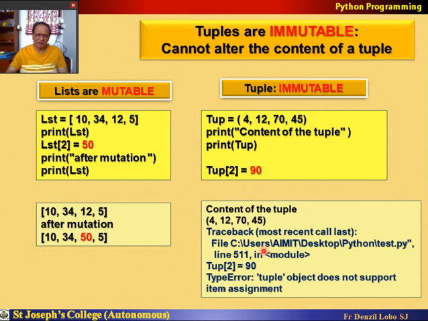And you get an error message, a TypeError. In other words, you cannot replace the elements of a tuple, and therefore tuples are called immutable. Let us go to the next.